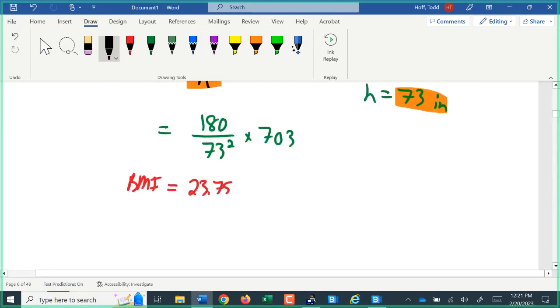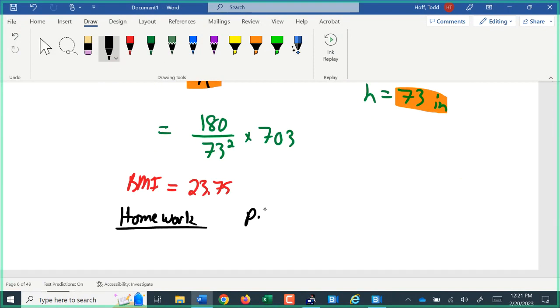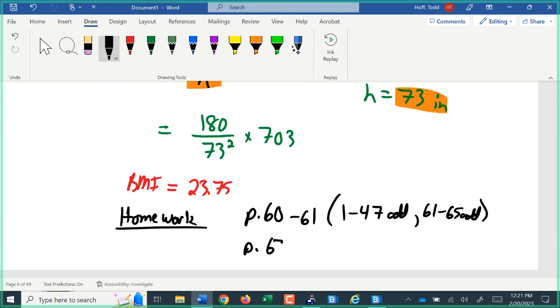Okay, that is our time for the day. So your homework out of the book, starting on page 60 through 61. 1 through 47, the odds, and 61 through 65, the odds. Make sure you do those word problems. Then also page 67 through 68. 1 through 27, the odds. And also I want to make sure you do 35 and 37. Again, make sure you focus on those word problems.